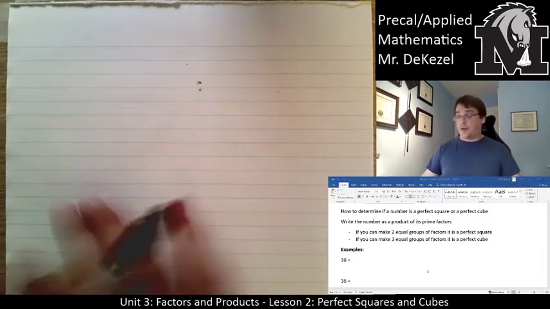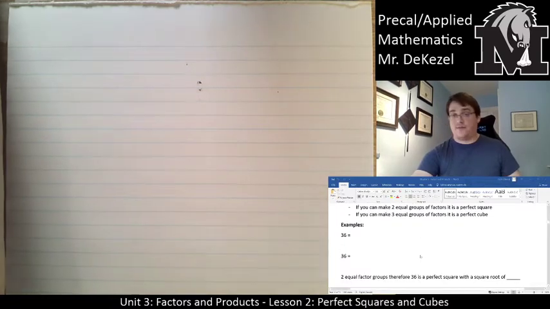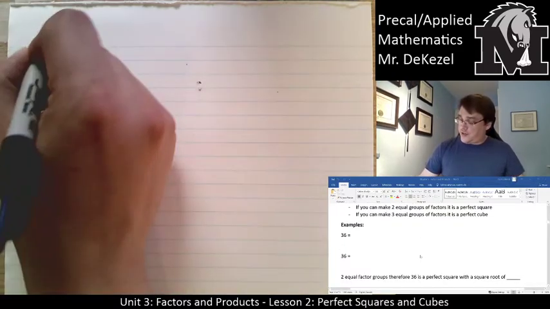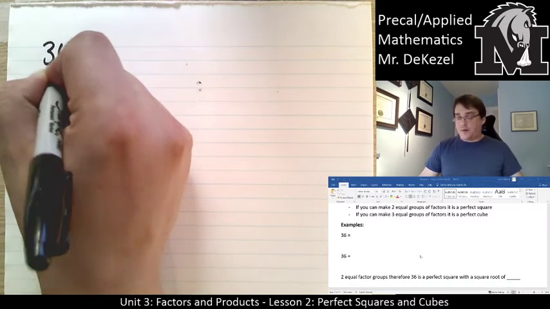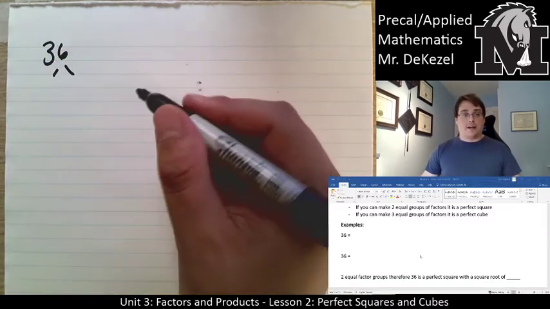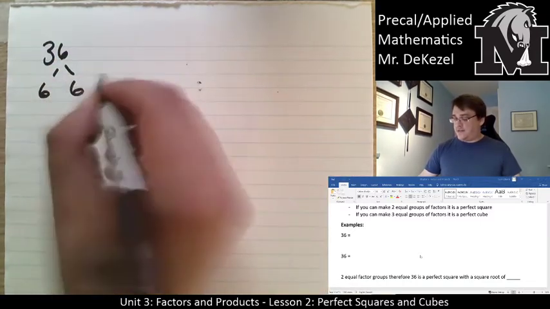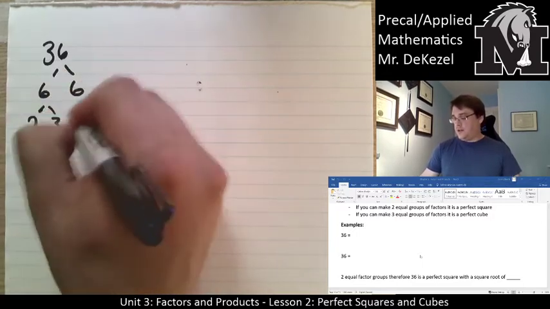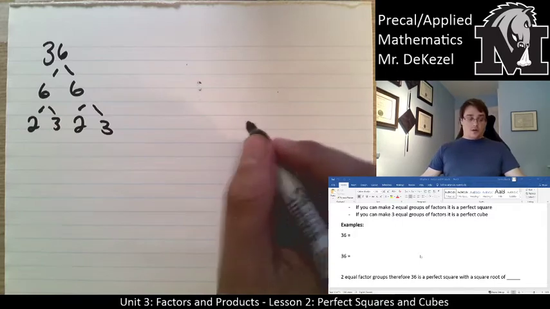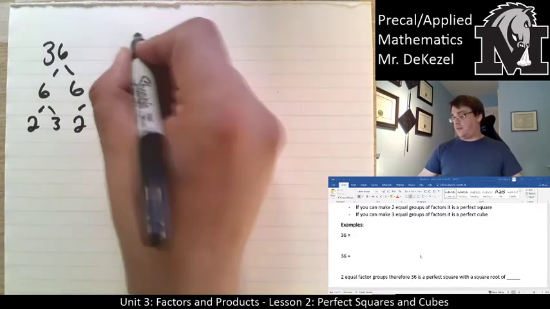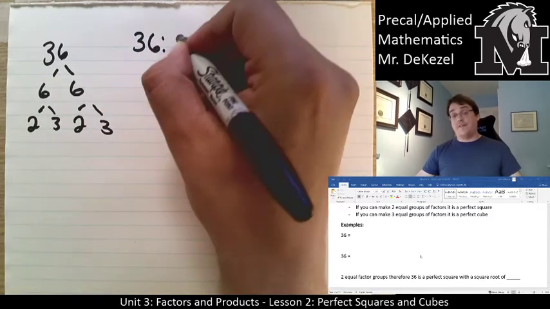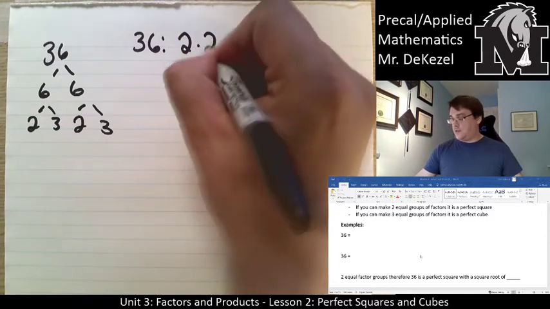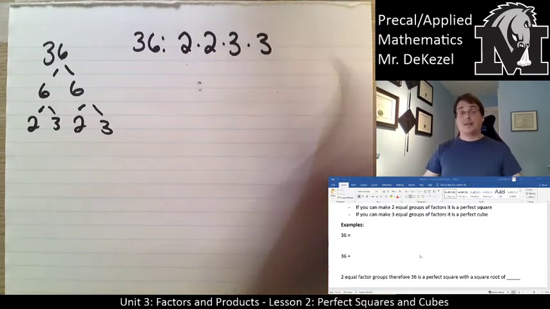So it's familiar, we're going to do 36 first. So 36 can be broken down by a factor tree. So that'd be 6 times 6 is 36. And then to get 6, 2 times 3 and 2 times 3. So I can say that 36 as a set of prime factors is 2 times 2 times 3 times 3.